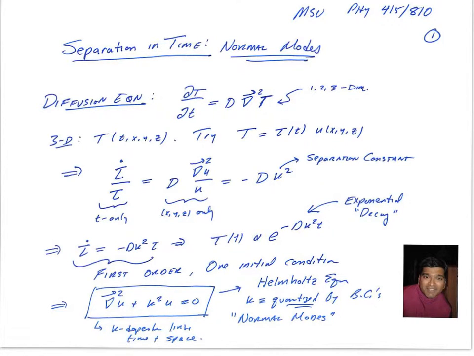Not all values of k will be allowed. In general, k will be quantized, and the exact values of k will be determined by the boundary conditions that are imposed. One way of thinking about this equation is del squared of u is minus k squared u, so minus k squared is in that sense the eigenvalue corresponding to the Laplacian with the given boundary conditions.